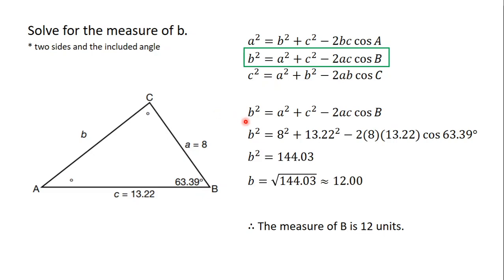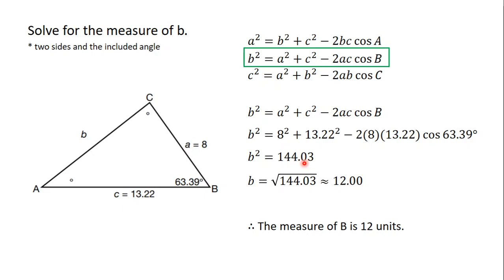So here is our solution. Let's discuss this step by step. I just copied this statement, and then we're going to substitute the given values. A is equal to 8, C is 13.22, and angle B measures 63.39 degrees. So B squared is equal to 8 squared plus 13.22 squared less 2 times 8 times 13.22 times cosine 63.39.